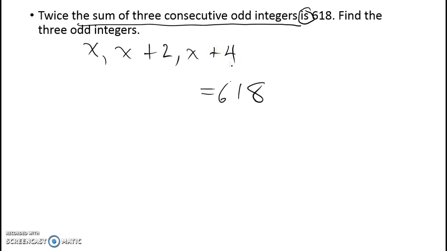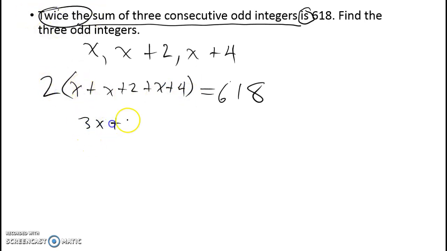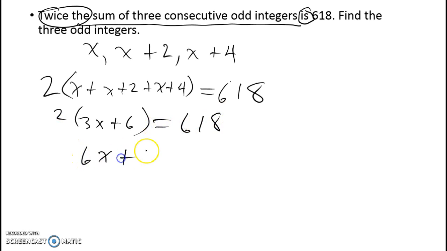So we're going to do the sum of three consecutive odd integers: x plus x plus 2 plus x plus 4. We're not done yet. It's twice the sum of. We're going to add our like terms. We get 3x plus 6, and we have the 2 here, equals 618. And we're going to distribute the 2, and we're going to subtract 12 on both sides, and we're going to get 606.